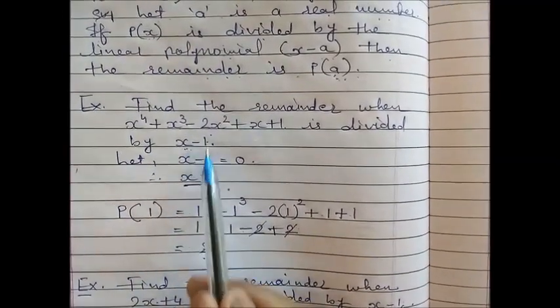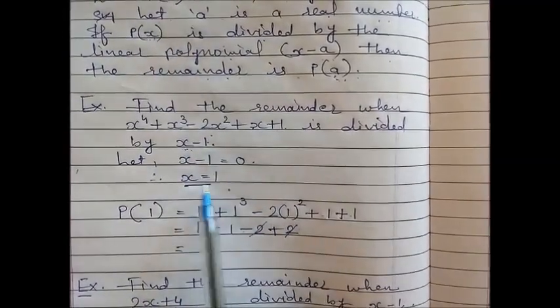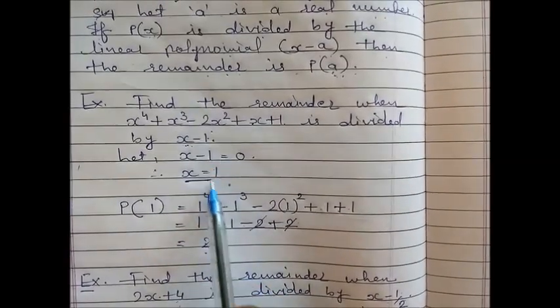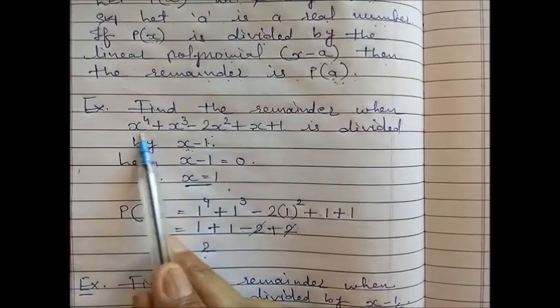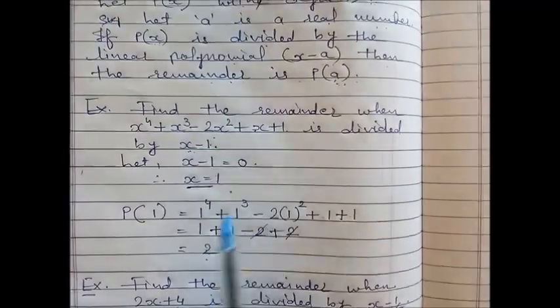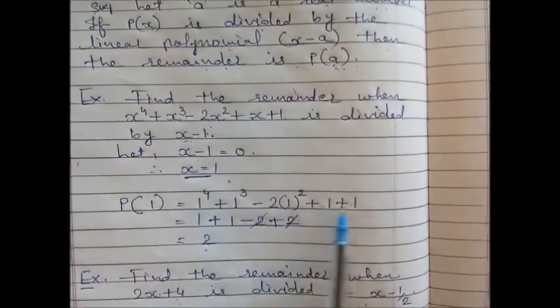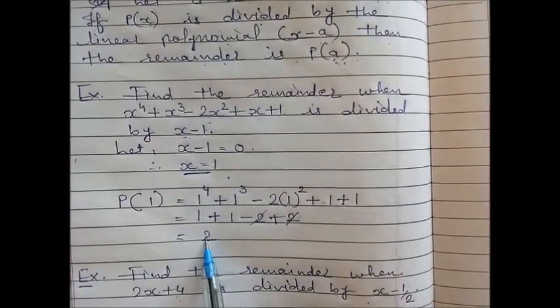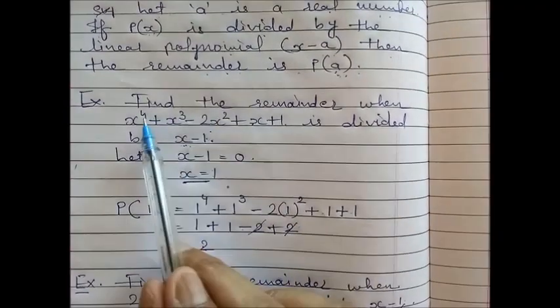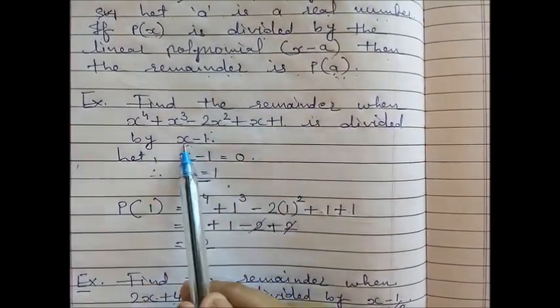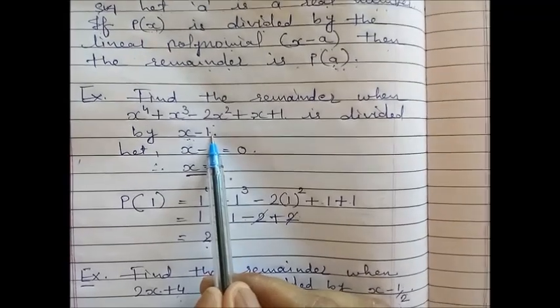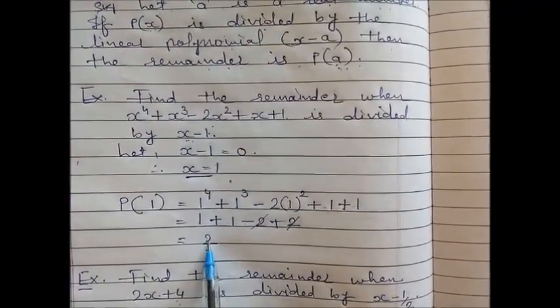So take x minus 1 equal to 0. So you will get x is equal to 1. Now for this x is equal to 1, find the value of this entire polynomial, that is p of 1 is equal to, so the answer comes 2. That means when you are dividing this polynomial with x minus 1, your remainder is 2.